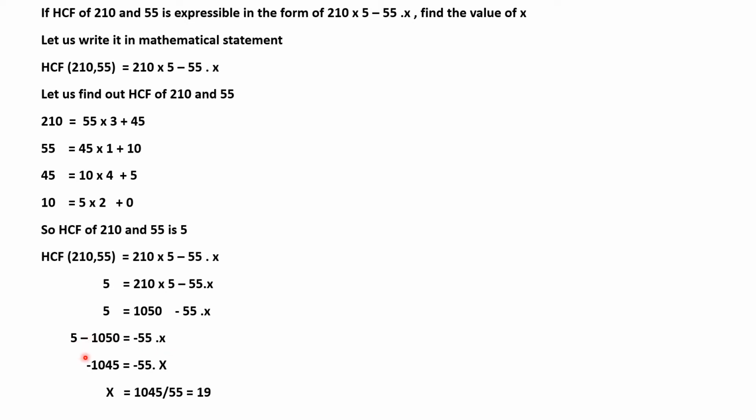Minus 1050 plus 5 is minus 1045 equal to minus 55 into x. This minus and minus will get cancelled. x equal to 1045 by 55, that is equal to 19. Now going to the next problem.